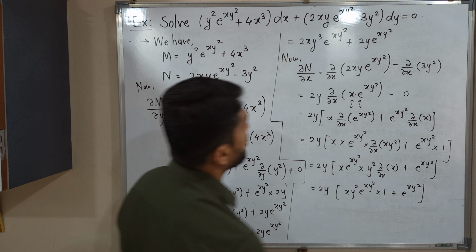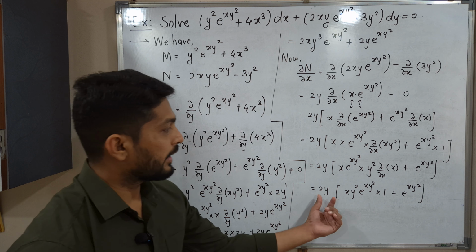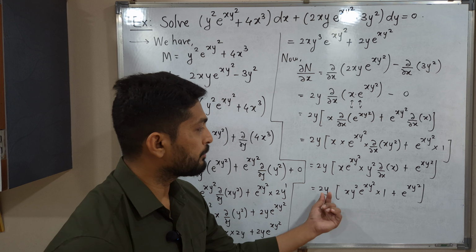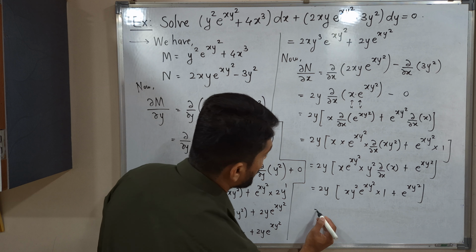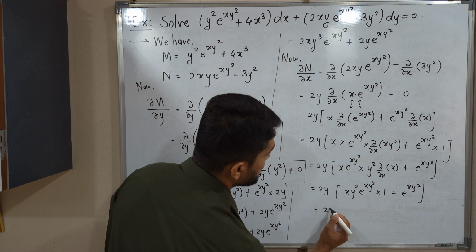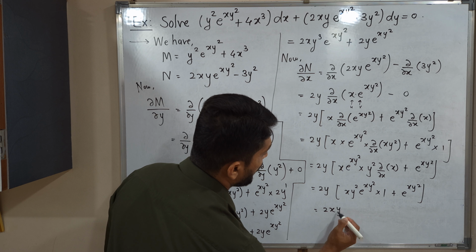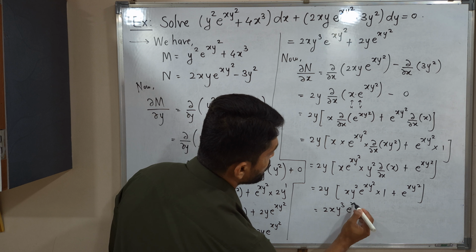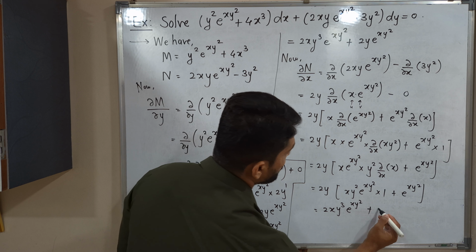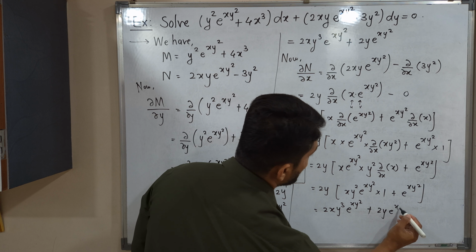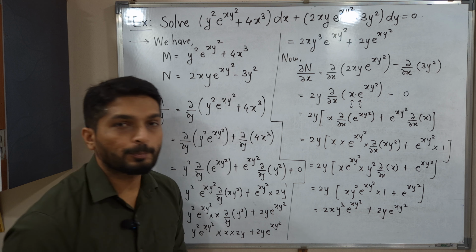So now what will I do? I will take the product. I will solve this one: 2y into first term plus 2y into second term. So what will happen? 2x is there, y into y square, y cube, e raised to xy square, plus 2y into e raised to xy square. So in this way we calculated both partial derivatives.